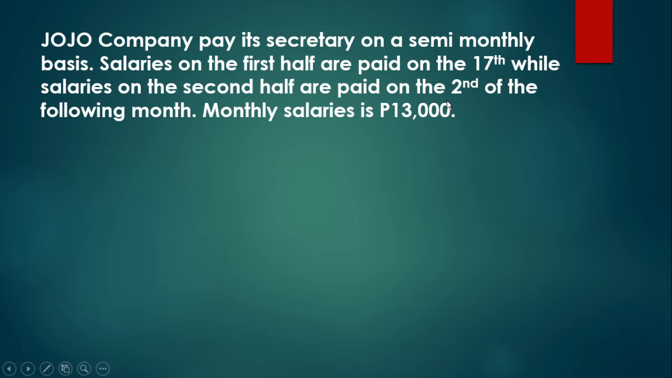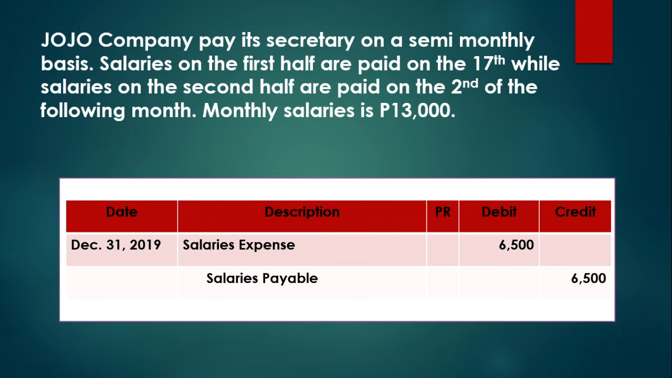Let's say we will close our book on December 31. So, ano ba ang kalahati? Alam natin na bayad na siya noong 1 to 15 kasi dumaan naman na ang 17. So, kalahati na lang yung utang ni JOJO Company sa secretary, which is ang kalahati ng 13,000 ay 6,500. Okay? So, date again, December 31, 2019. Salaries expense, 6,500 at salaries payable credit 6,500.